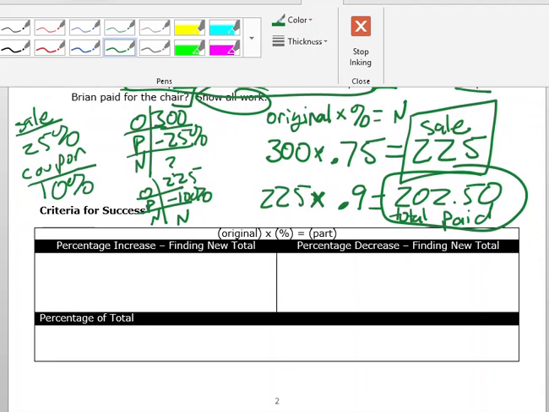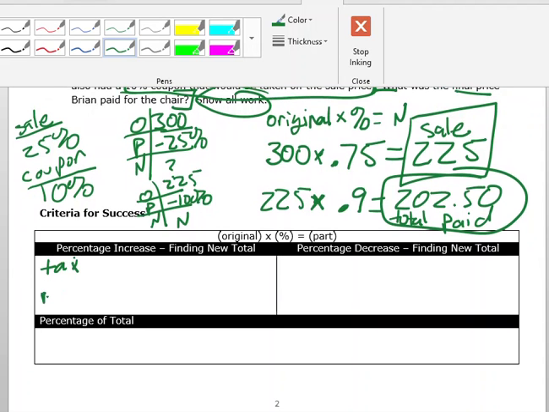How do we figure these things out? So how would I figure out a percent increase? A percent increase would be a tax or a markup. Okay, and I would go original times the increased percent equals the new. Normally that's going to be 1 point something, 1 point whatever the percent is.